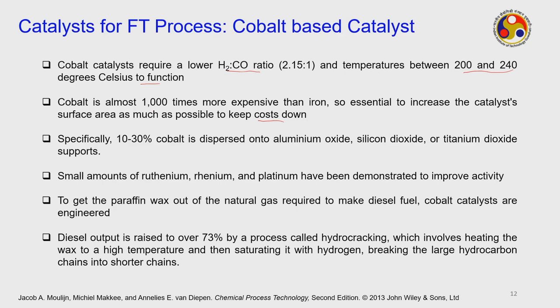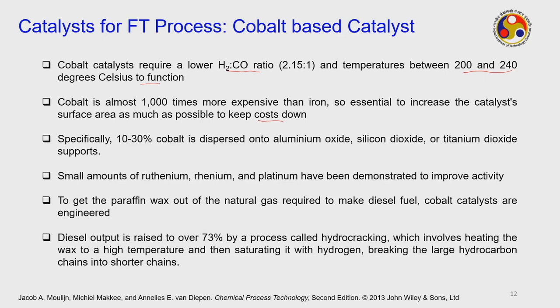Specifically, 10 to 30% cobalt is dispersed into aluminium oxide, silicon oxide or titanium oxide. So, what they do? They disperse this cobalt as a catalyst on top of different substrates like aluminium oxide, then silicon oxide or titanium oxide. So, small amounts of ruthenium, rhenium and platinum have also been demonstrated to improve the activity.